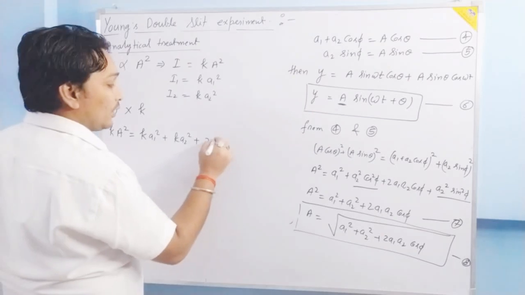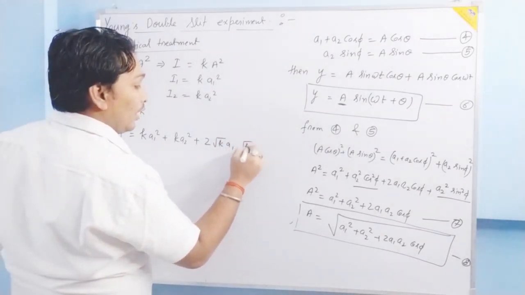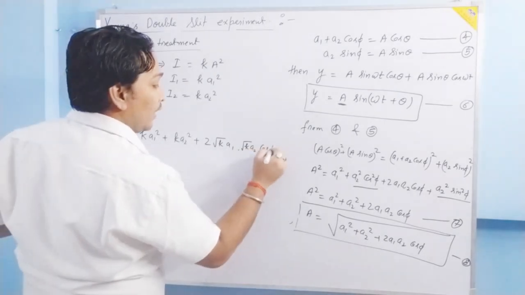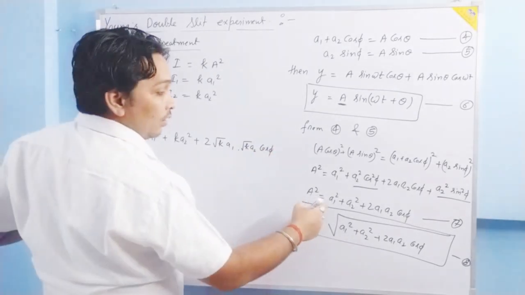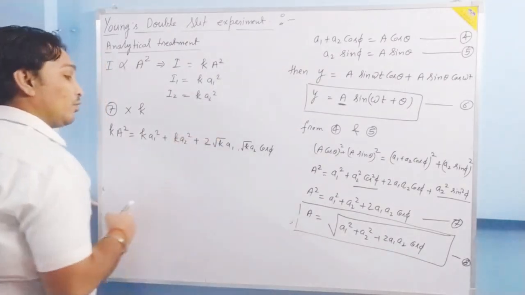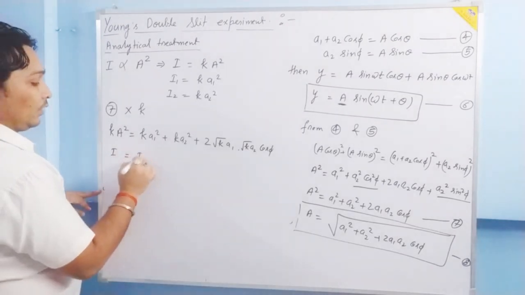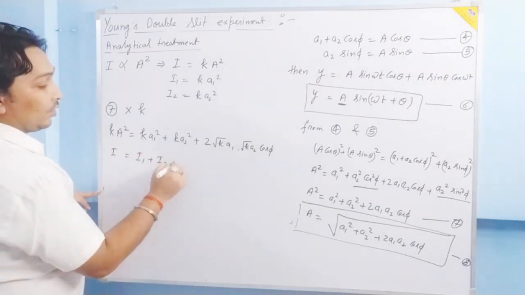If you are able to understand, under root K A1 into under root K A2 cos phi. The equation is here. So under root K will be K only, 2 A1 A2 cos phi, the same equation. K squared can be written as the intensity of the resultant wave. This is the intensity of the first wave, the intensity of the second wave.